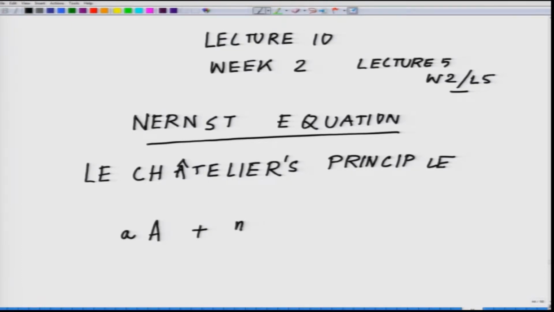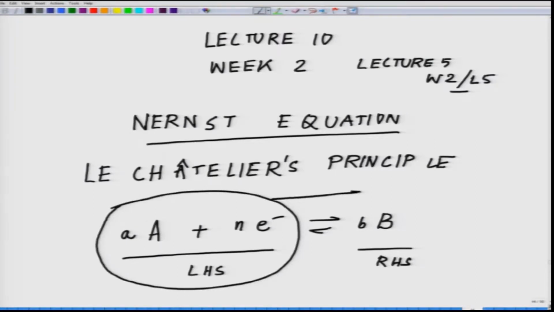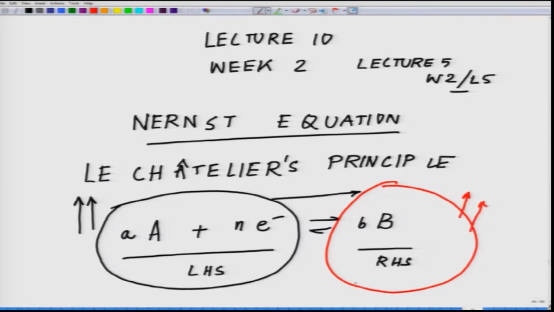So, in other words, if we write a reaction like this, A plus B, and so on. This is the left hand side, LHS, and this is the right hand side, RHS. Now if the concentration on this side is more, the reaction will proceed towards the right. Similarly, if the concentration here is more, then the reaction will proceed towards the left.